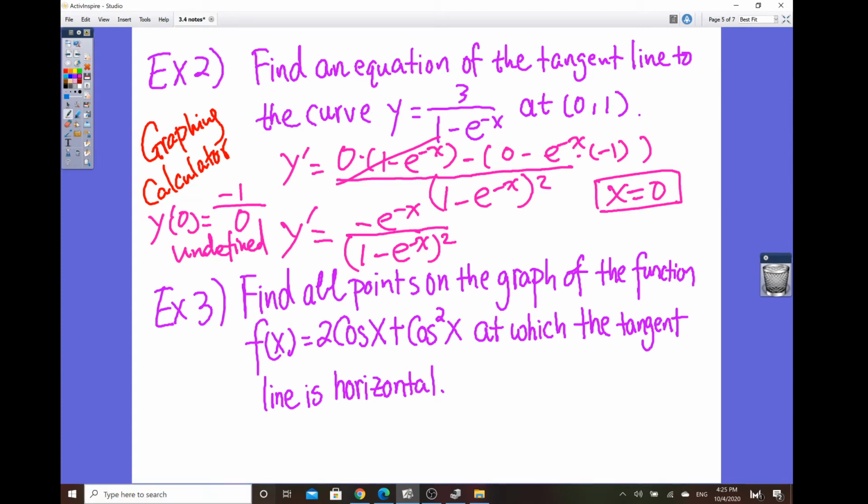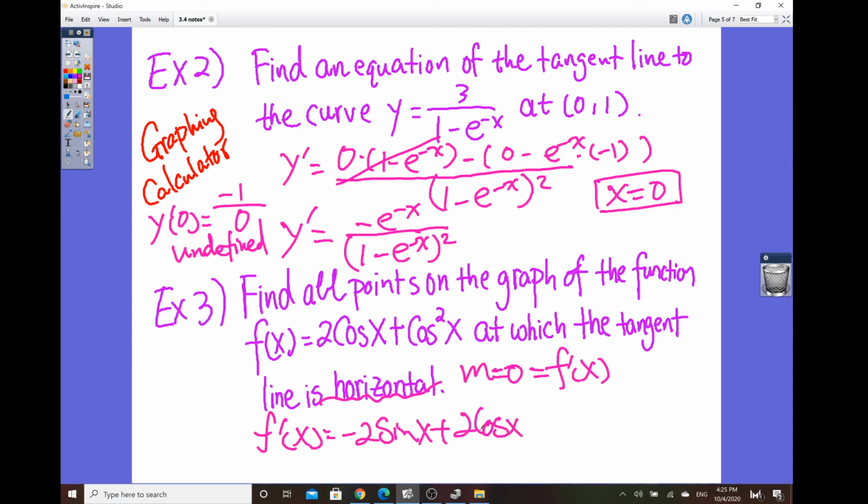So for the next one, find all points on the graph of the function f of x equals 2 cosine of x plus cosine square of x, at which the tangent line is horizontal. Again, keyword: tangent line is horizontal. What does that imply? The slope is 0. The instantaneous rate of change is 0. So find that f prime of x. So we do have -2 sine x and then plus 2 cosine x using the chain rule for this one.